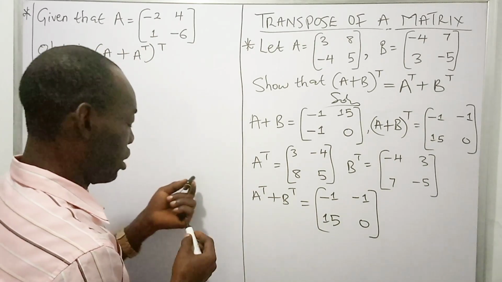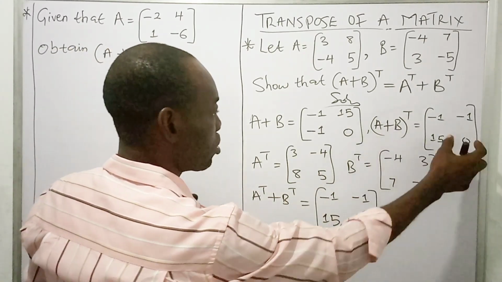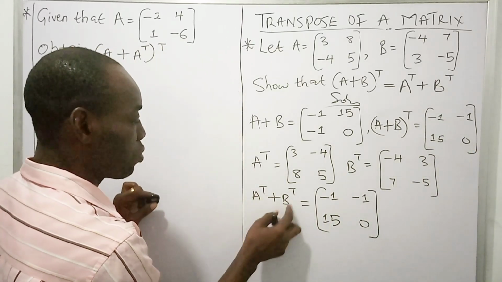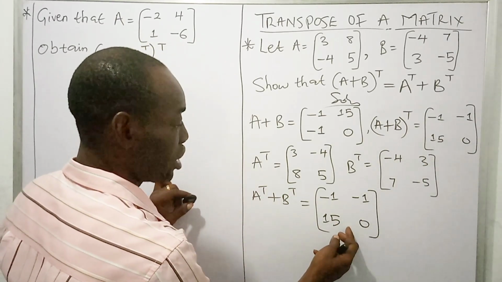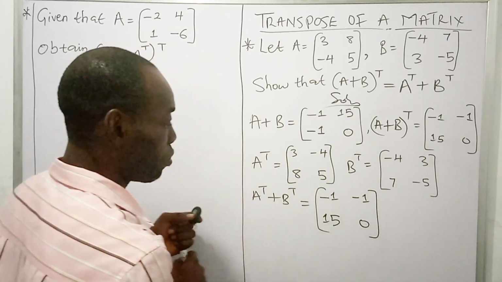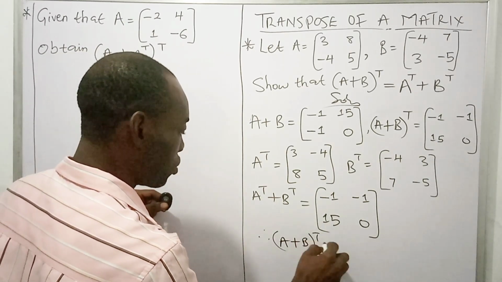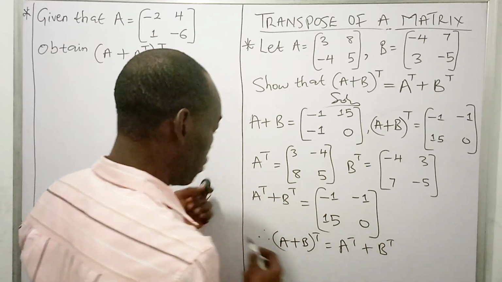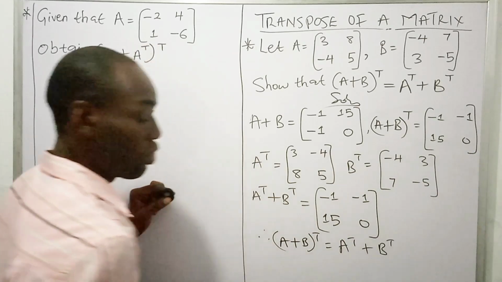Now, if you compare the answer we have from (A plus B) transpose, look at the entries we have there, and compare that with A transpose plus B transpose, you agree with me that both of them are the same values, which is a proof that (A plus B) transpose is the same thing as A transpose plus B transpose, since their entries are the same.